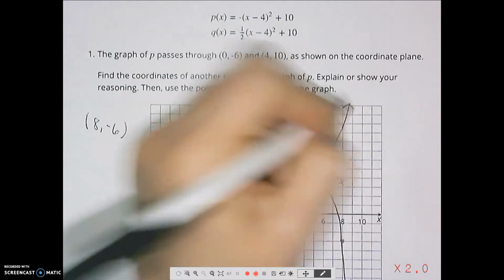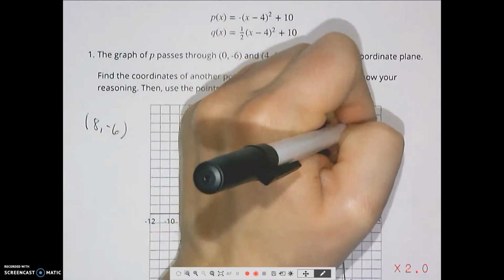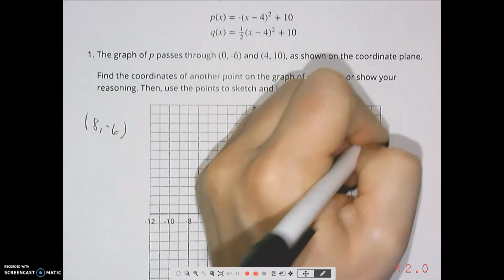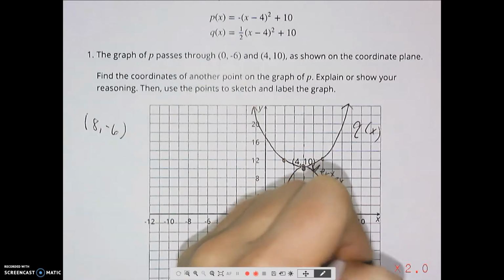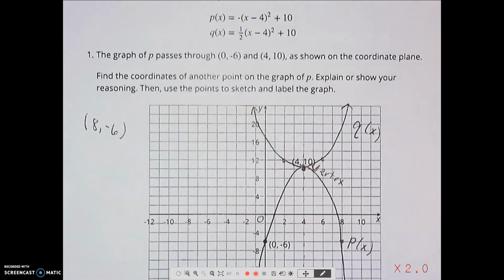So now that we have both of these things here, this top one is Q of X, and this bottom one down here is P of X. So we'll label them as such, okay?